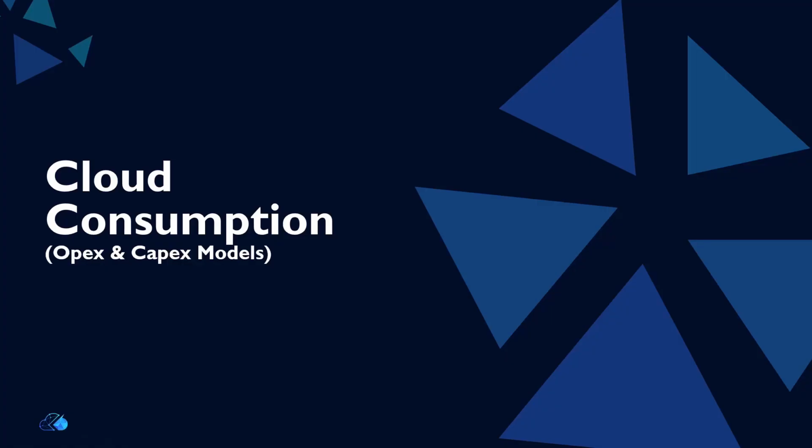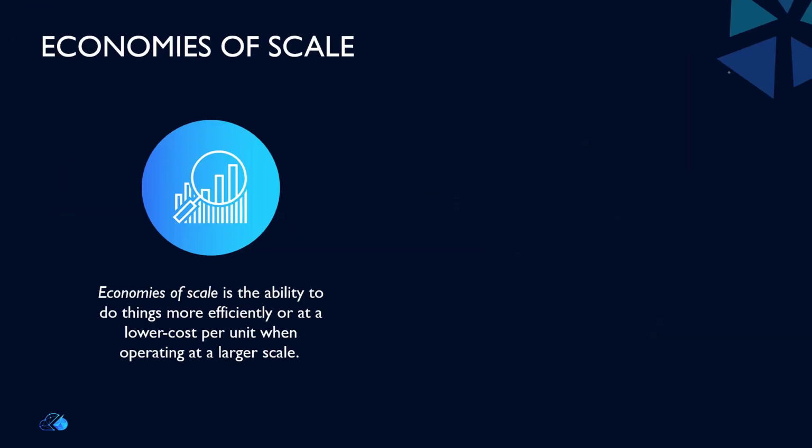Let's take a moment now to talk about cloud consumption from a different perspective. Here we're going to discuss the OpEx and CapEx models. And before we get deep into those, let's talk about economies of scale. Economies of scale is the ability to do things more efficiently or at a lower cost per unit when operating at a larger scale. And this is one of the key things that cloud allows.